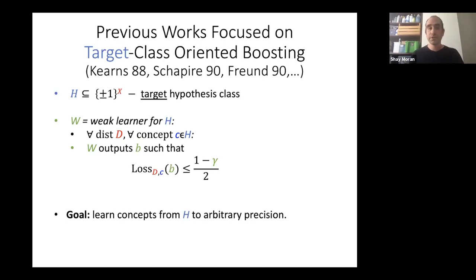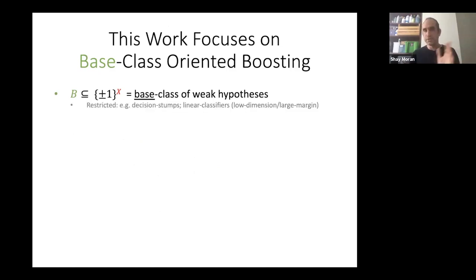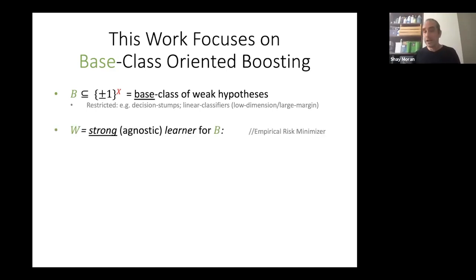What we do in our paper is a slightly different setting. We call it base-class oriented boosting rather than target-class. So we assume now that we are given a base class of weak hypotheses. And we think of this base class as a very simple class, one that we could easily optimize over, so we could find global minimizers, etc. You can think of examples like decision stumps, linear classifiers. Later we will discuss it in more detail, but for now it is a base class and it is a simple class. And the weak learner is in fact a strong agnostic learner for this base class. This point is very important for the remainder of the talk, so pay attention.